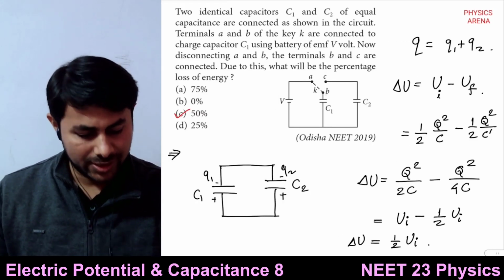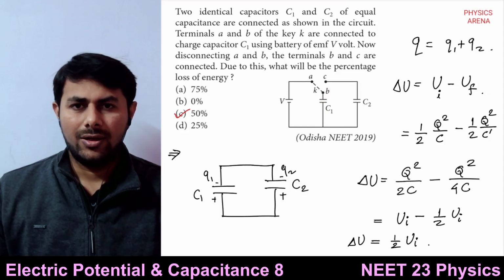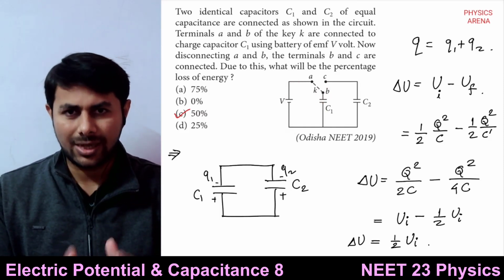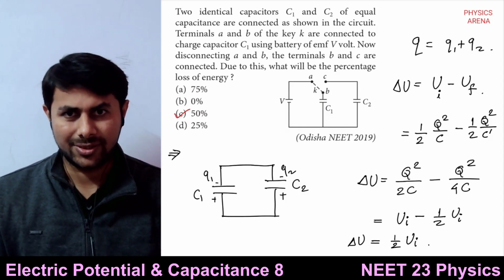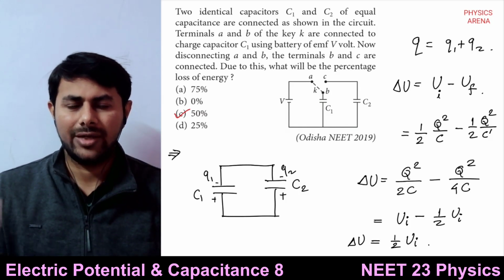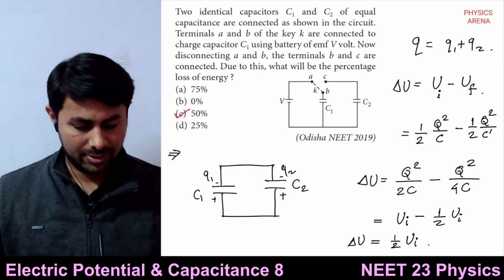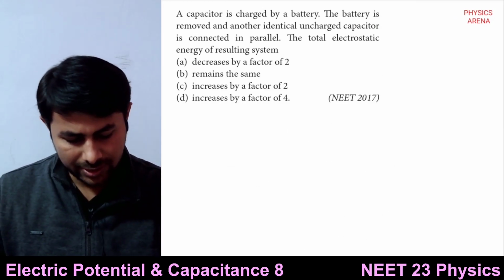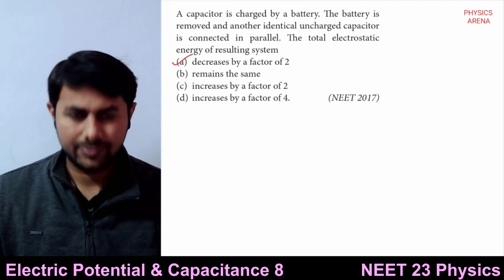You have charged a capacitor and you remove the battery, you connect another uncharged capacitor having the same capacitance. What happens? The energy decreases to half. Half of the energy is lost. The answer is it decreases by a factor of 2.